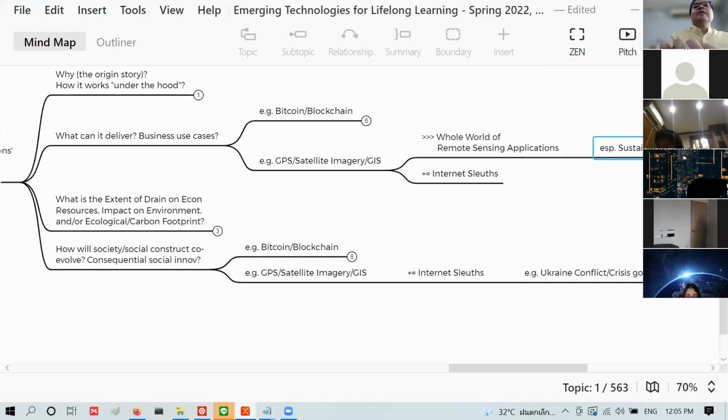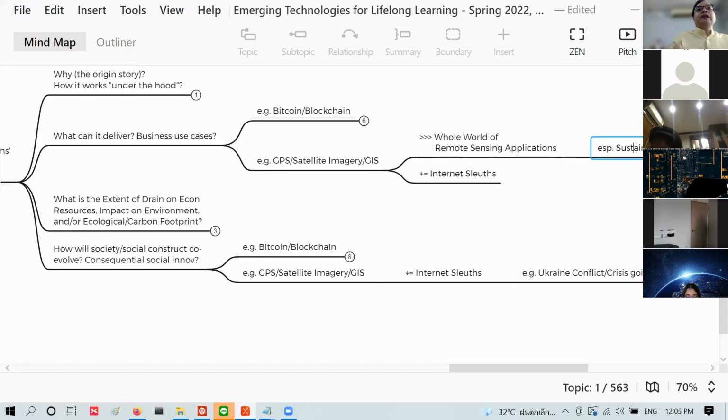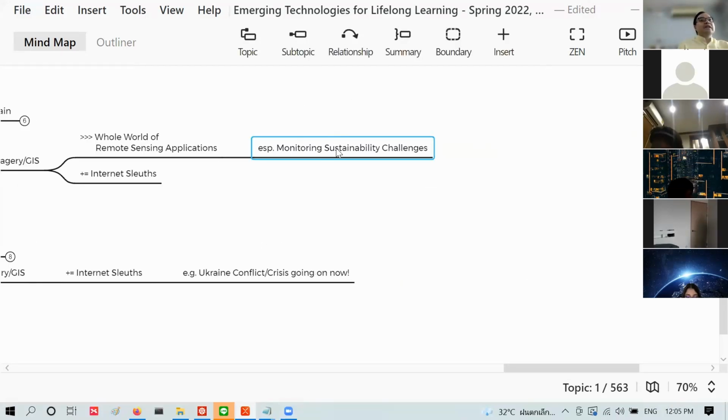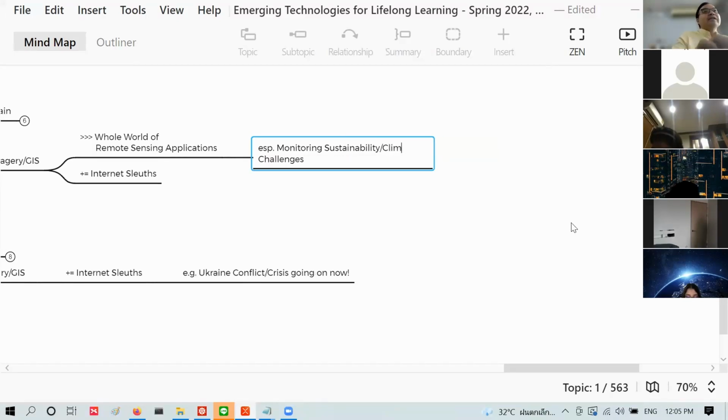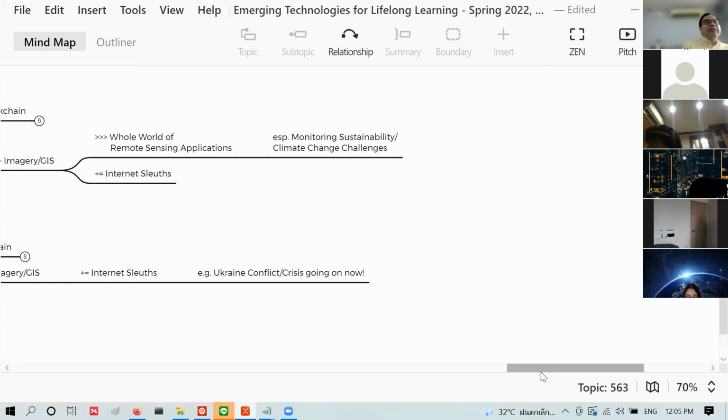Sustainability challenges, for sustainability monitoring. Or basically, climate change. Especially, that's a very big area.